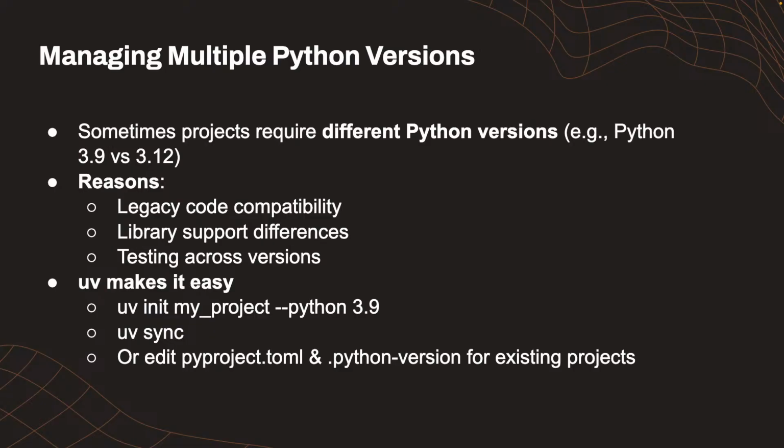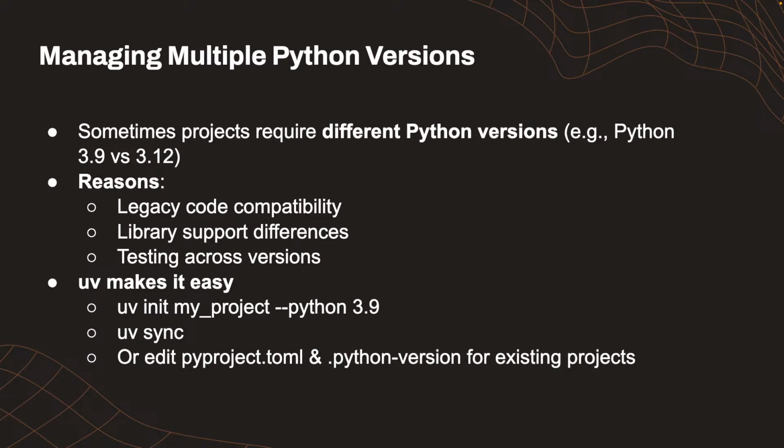So if you want to specify a particular Python version in UV, you can do uv init project name, and then use the Python flag with 3.9 for the Python 3.9 version. So it's really simple to set up, and then you can do uv sync to make the virtual environment and install the dependencies.